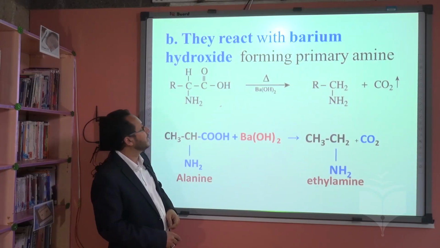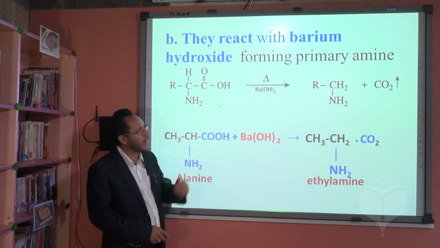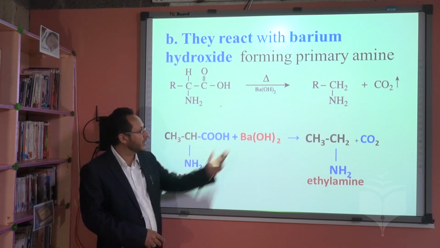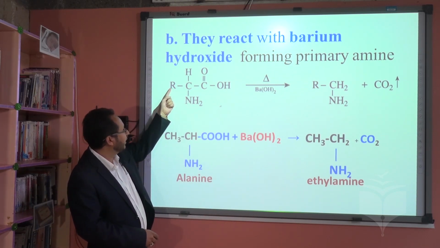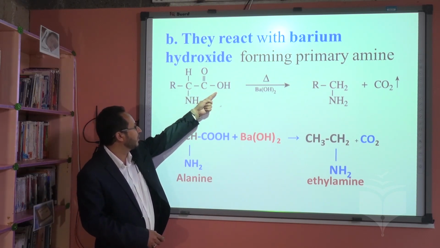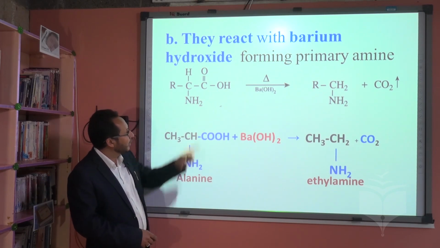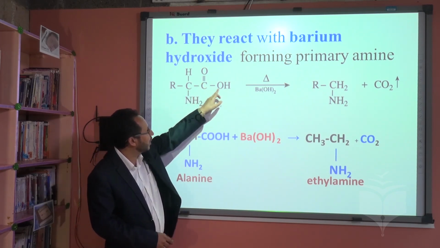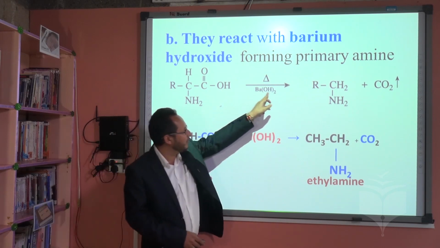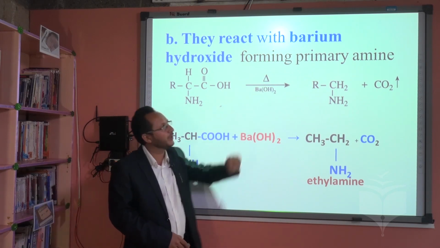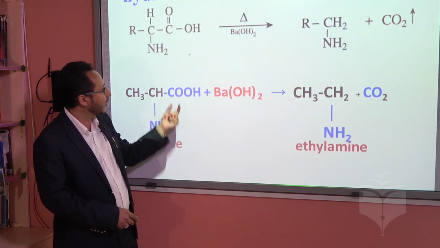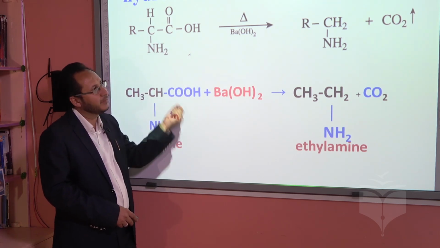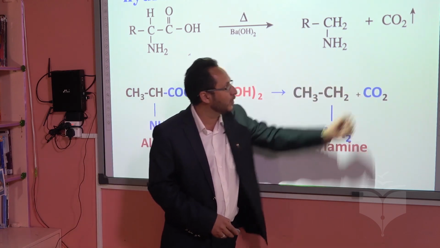The second reaction is with barium hydroxide. Barium hydroxide is Ba(OH)2. The general rule, this is the amino acid, RCH, C double bond O OH, NH2. You have to remove COO by barium hydroxide in the presence of heat. Just remove this COO, they are removed as CO2.